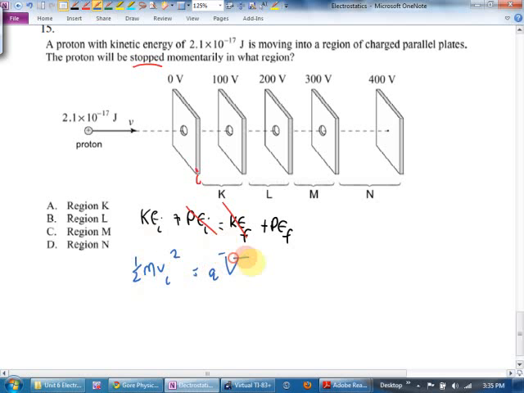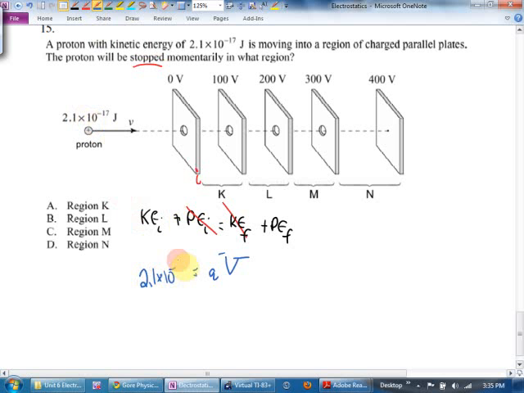In fact, this is just like the earlier question I mentioned about the electron gun. What do they want me to find? Well, they want me to find which region. I think I'm going to figure out what voltage would I need to cancel out this proton with that much kinetic energy. Oh, and this is actually really nice. I don't need to go a half mv squared. They told me how much kinetic energy I have. I can actually go 2.1 times 10 to the negative 17.